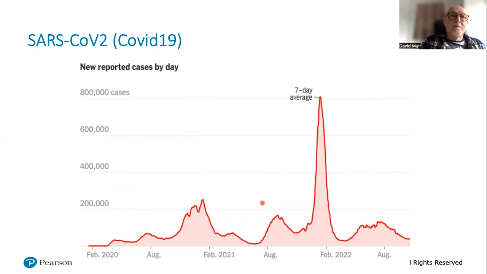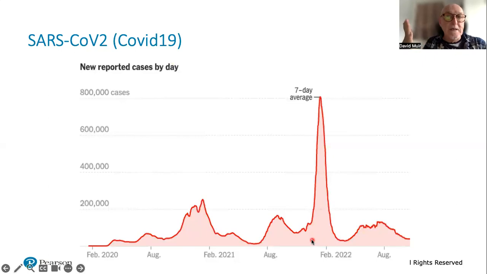So let's first of all clarify the difference between these two words: incidence and prevalence. The incidence of a disease is the number of new cases that develop over time in a specific population. So here we have a graph. This is a graph showing for SARS-CoV-2, COVID-19, from February 2020 until towards the end of the year 2022, the number of new reported cases per day over that time period for the United States population. So we have a definition, a population, a time period, and the number of new cases that are occurring per day.